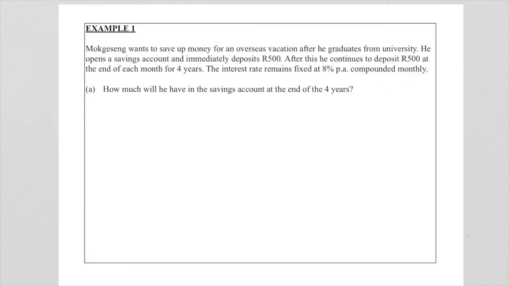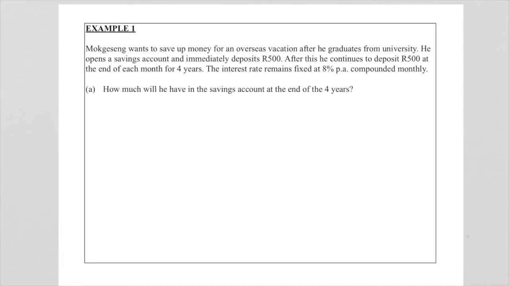So also something you need to take note of is if the payments are per month, then it is important to know that the interest must also be calculated monthly. It must always be the same. So if it's a quarterly payment, then interest must be calculated quarterly. The same for half yearly. So let's look at the first question. How much money will he have in the savings account at the end of the 4 years?